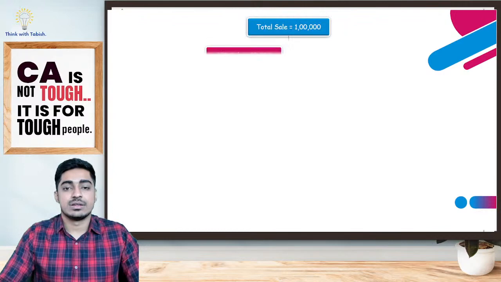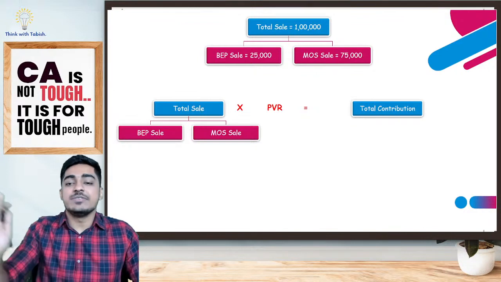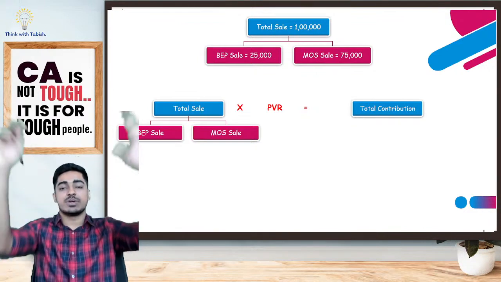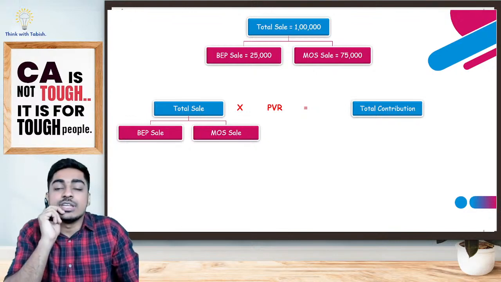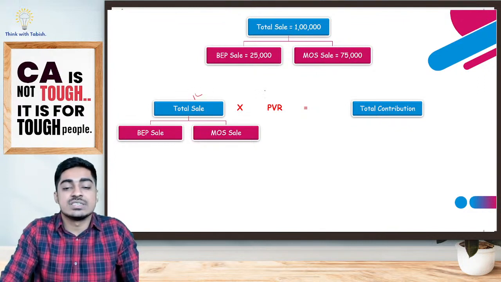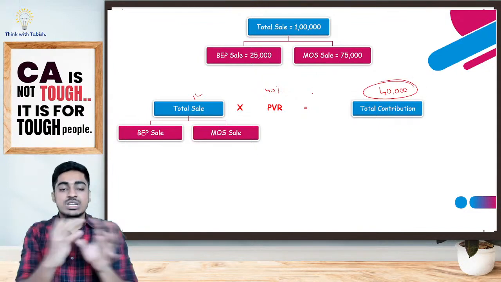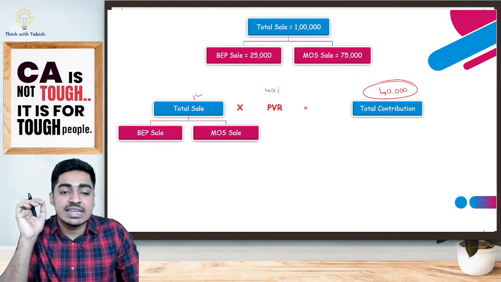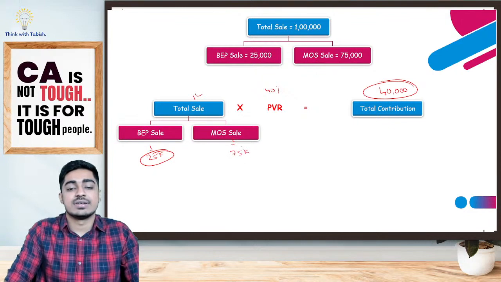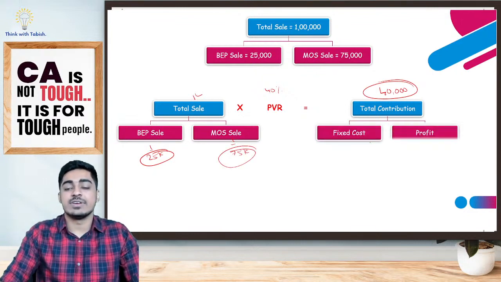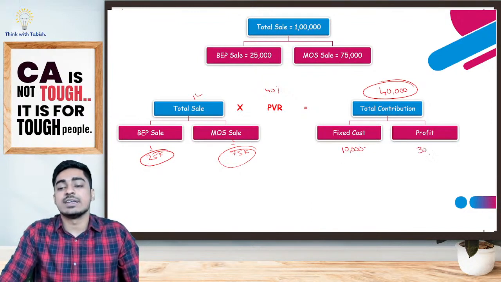So look at this. Firstly, total sale into PV ratio will give us the total contribution. Suppose my total sale is 1 lakh rupees. My PV ratio is 40%, so my total contribution is 40,000. This total sale, I'll again bifurcate: I have BEP sale of 25,000 and MOS sale of 75,000. Again, in this total contribution, we'll have fixed cost and profit. I have fixed cost of 10,000 rupees and profit of 30,000.